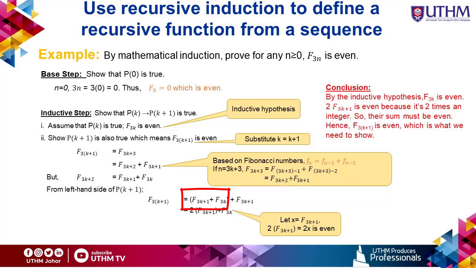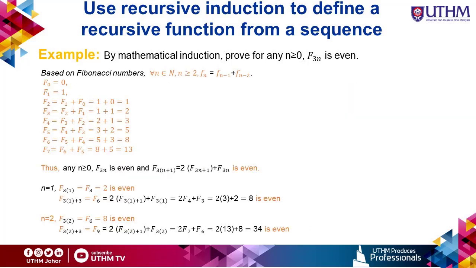Now, replace the new value for f3k plus 2 and remain the same for f3k plus 1. From the equation, the two values of f3k plus 1 can be added to get 2f3k plus 1. Thus, the final answer is shown on the slide. Since we have 2 in the equation, it is proven that it is even. In conclusion, we can say that by the induction hypothesis, f3k is even. 2f3k plus 1 is even because it is 2 times an integer. Thus, its value must be even. Hence, f3k plus 3 is even. You may check the answer as shown on the slide. It is proven that when pk is even, pk plus 1 is also even.